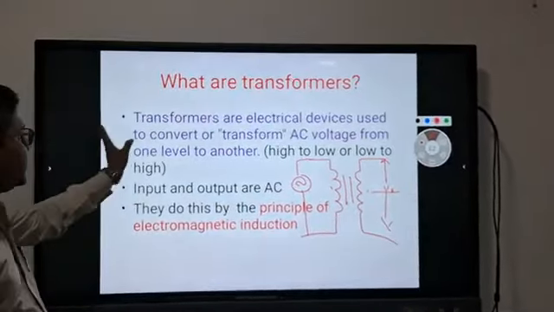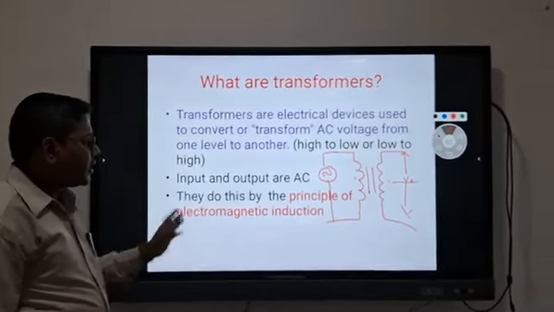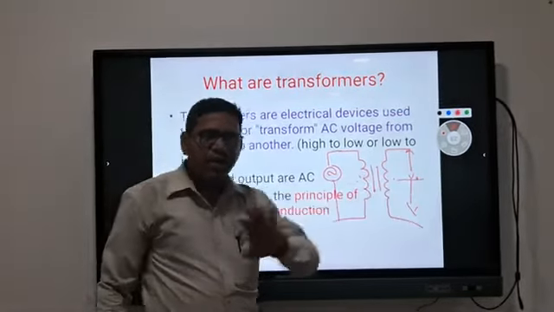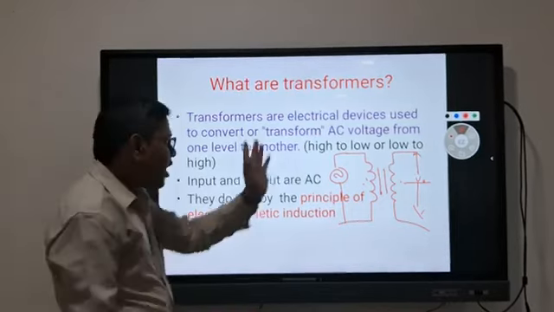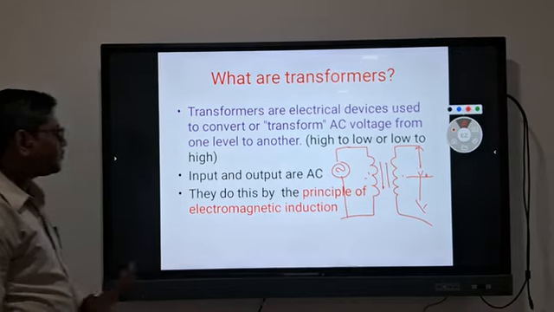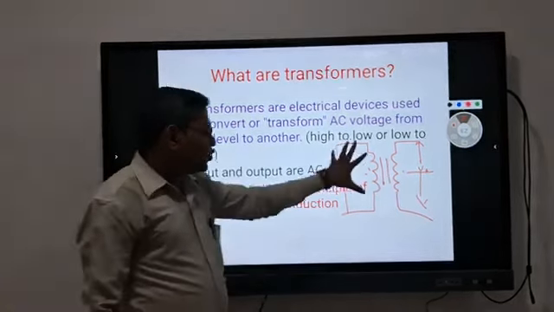Clear? So the definition of a transformer is, it is a static electrical device that transfers energy from one circuit to another circuit. There are two circuits, primary circuit and secondary circuit. Clear?